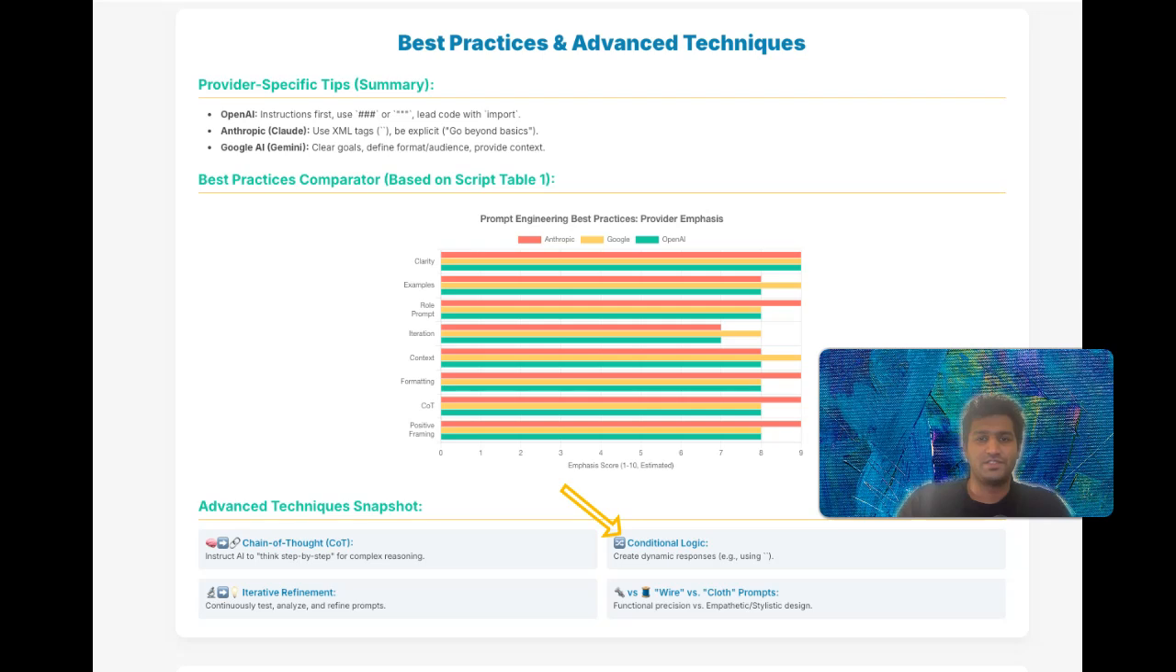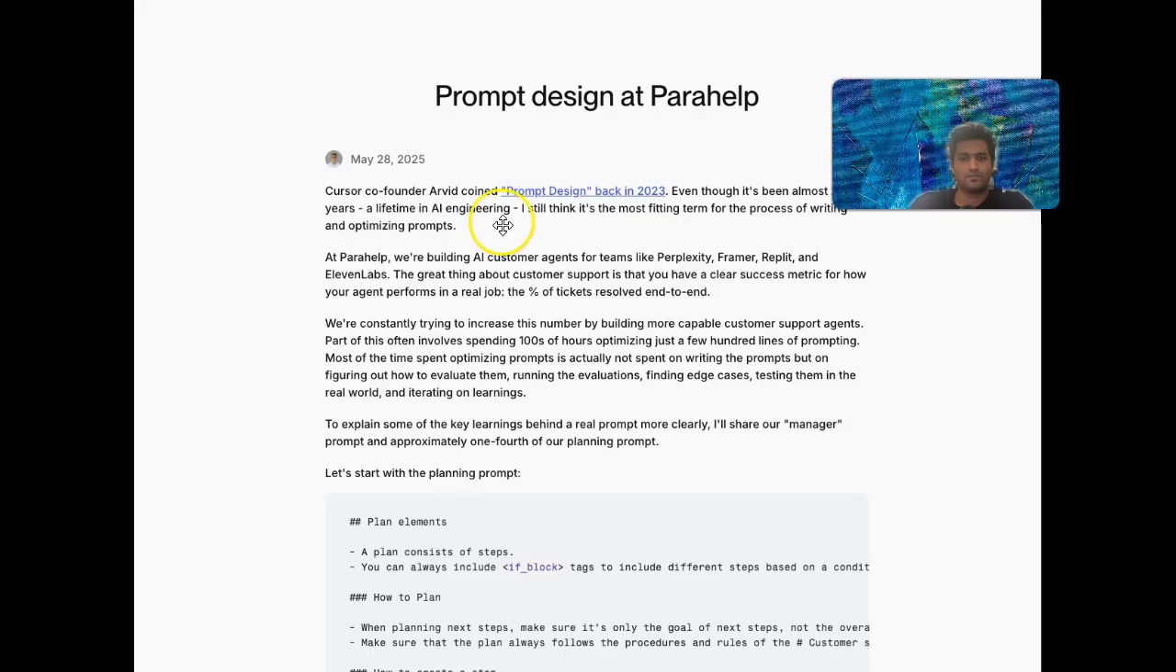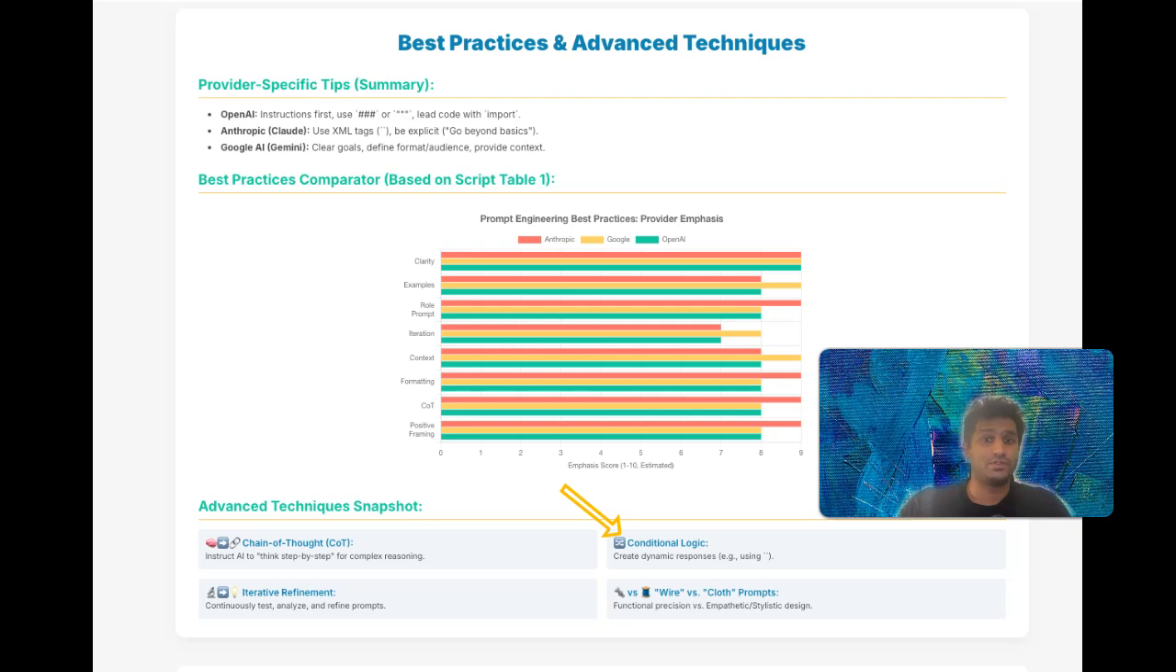Parahelp emphasizes the use of conditional logic, like if-then statements, to create more dynamic and personalized AI responses. You can structure prompts using conditions, like if the user asks for a beginner explanation, then provide a simple analogy, else if the user asks for specific criteria or user inputs. This allows for more adaptive and context-aware interactions.